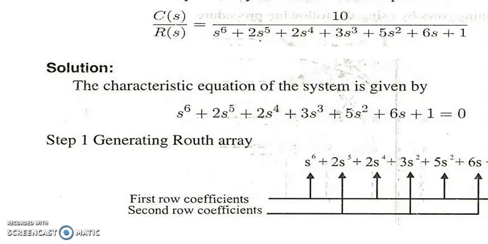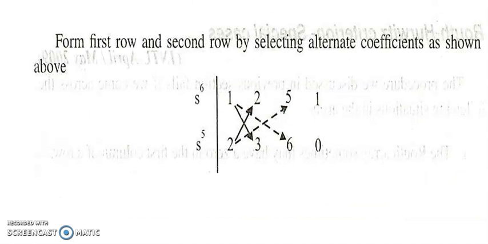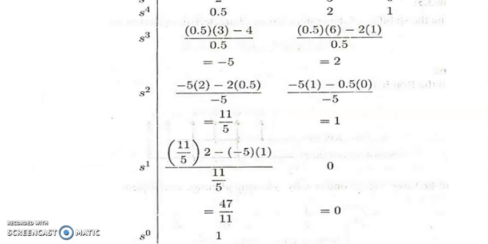So you get s raised to power 6, 2s raised to power 5, 2s raised to power 4, 3s cube, 5s square, 6s plus 1. So for generating the Routh array, we take alternate coefficients. So you can get the first row coefficients and the second row coefficients. So by selecting the first row and second row coefficients, you can fill up the Routh array as shown.